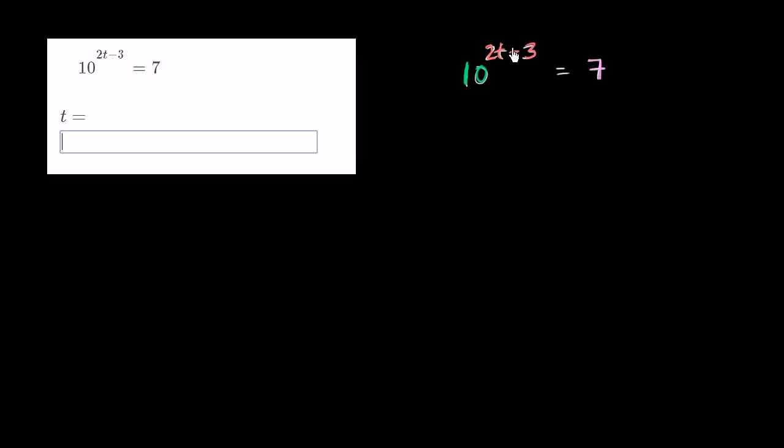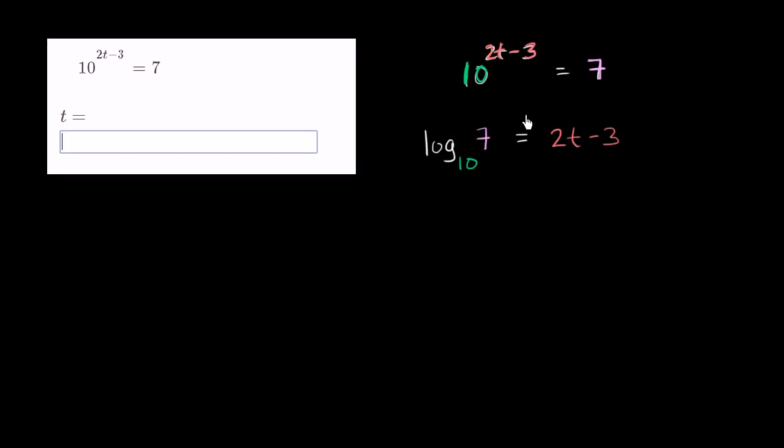So this is clearly an exponential form right over here. If we want to write it in logarithmic form, that'll essentially allow us to solve for the exponent. So we could say this is the exact same truth about the universe as saying that the log base 10 of 7 is equal to 2t minus 3.